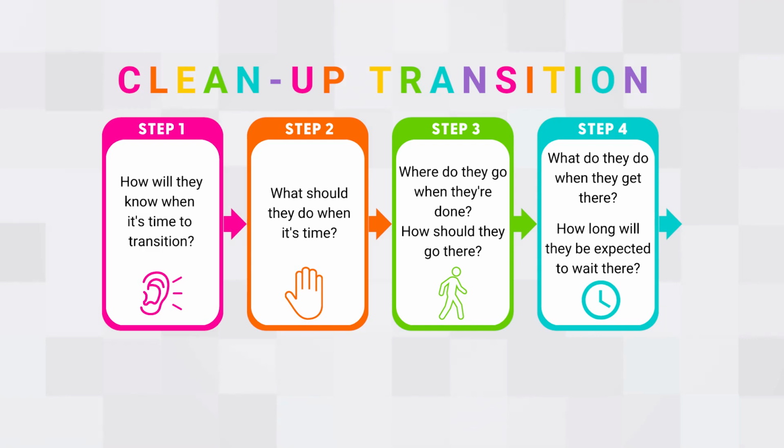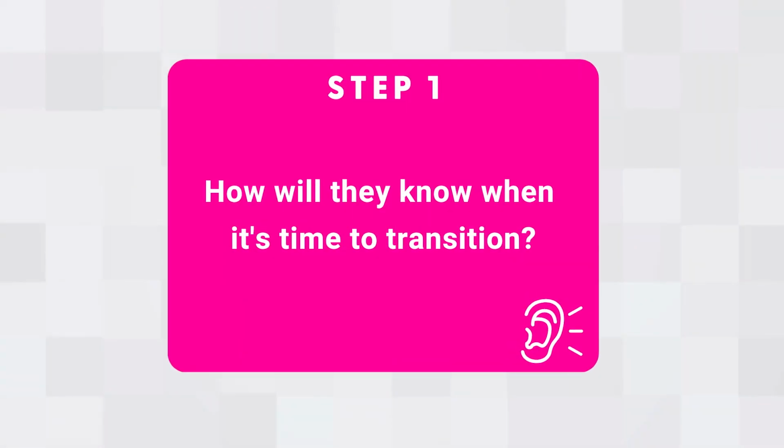So that brings me to the 4-step process that I promised you. Let's use cleanup time again as an example because, again, that's the most difficult one, right? So step number 1 in the cleanup transition process is how will they know when it's time to transition, right? How will they know when it's time to clean up? And all of the other pieces that come after that. So this is that step-by-step recipe we were talking about. What signal will you use to alert your students that it's time to clean up?